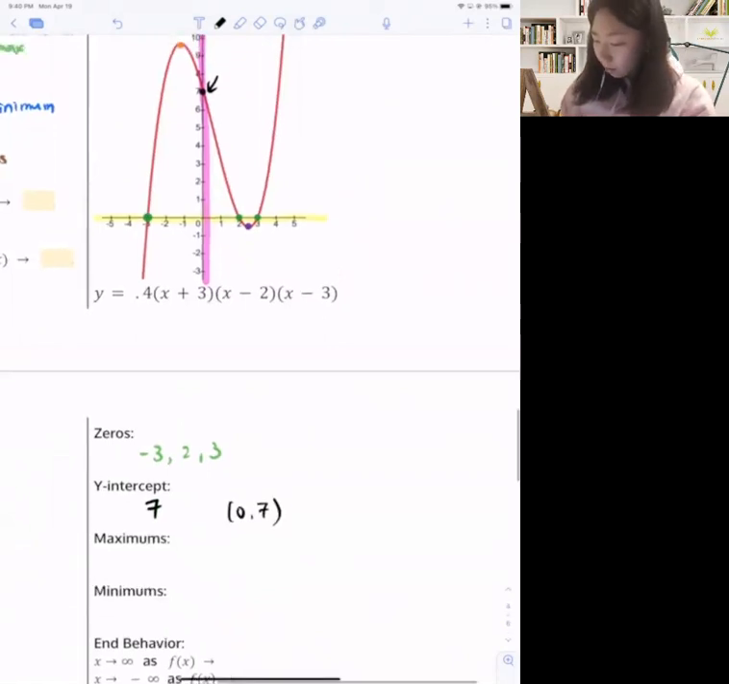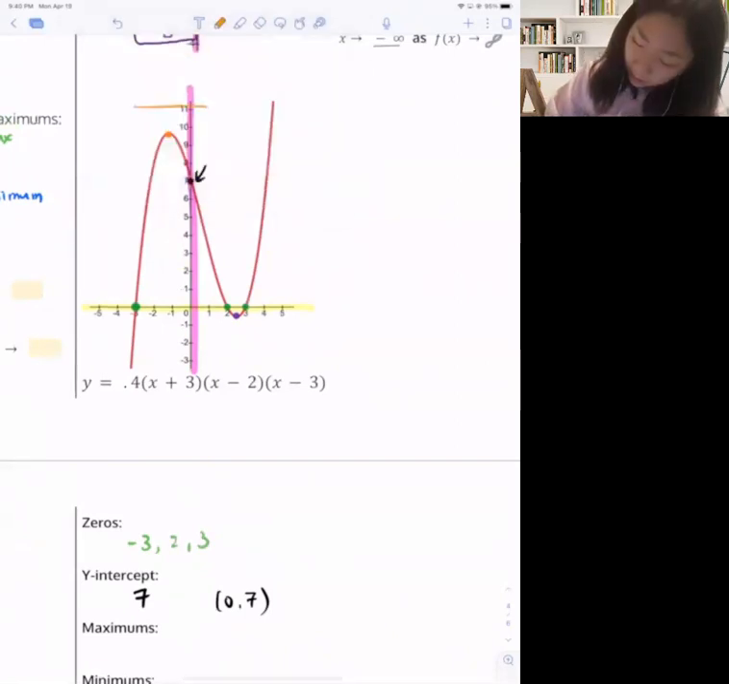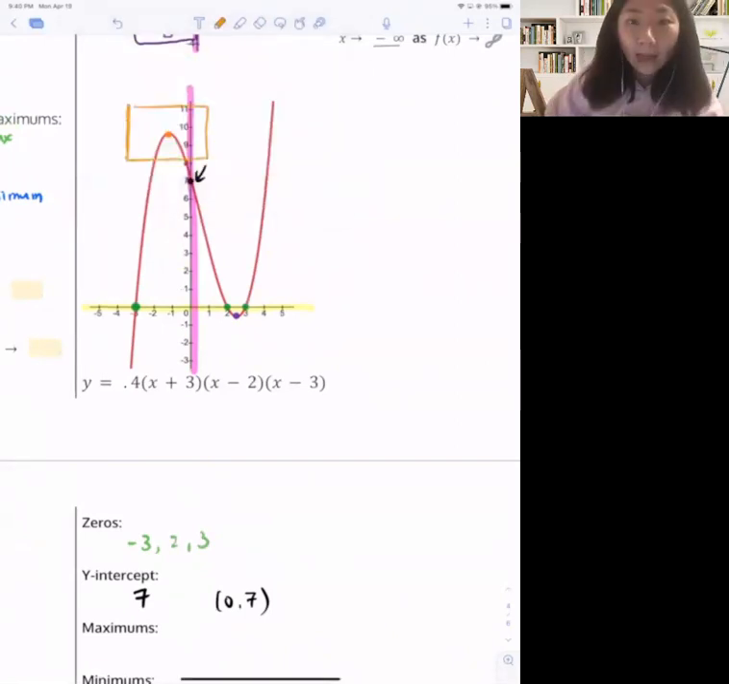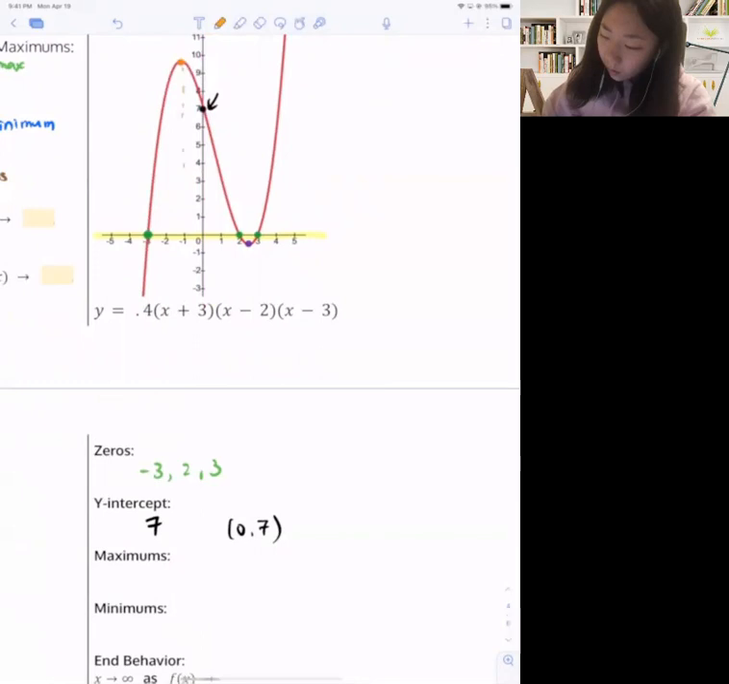And let's find our maximums. Do I have multiple maximums? No. For this case, I only have one maximum at this point, because it's the highest of my region. Right here, this point is the highest point of this region. And so it's at -1 and 9.5. So it's at (-1, 9.5).